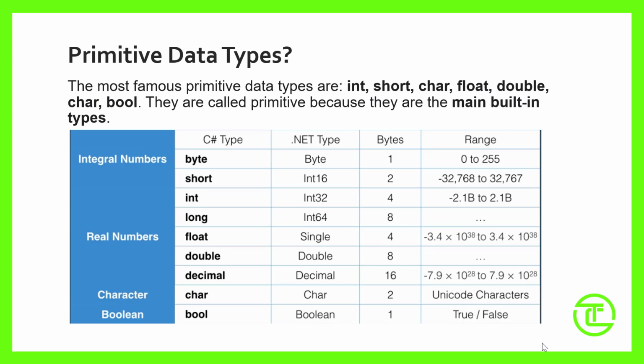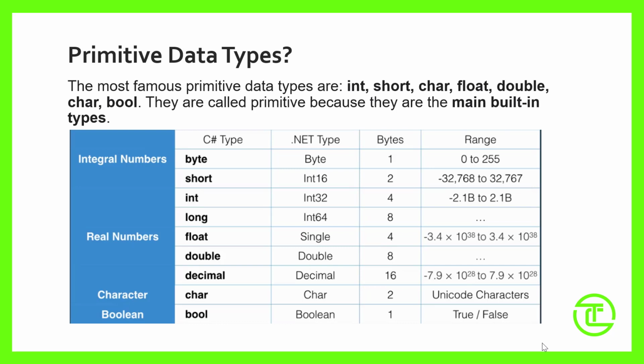So what are primitive data types? Primitive data types are those data types that are predefined in the .NET framework. For example, integer, short, boolean, character; these are all primitive data types. I cannot mention all the primitive data types here, but I am mentioning those which are most commonly used.